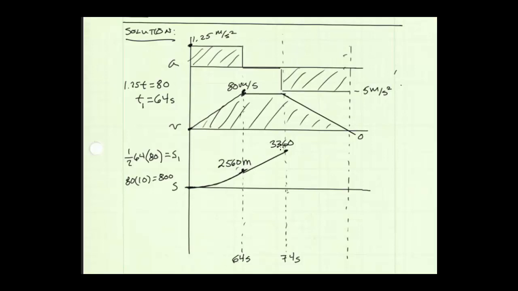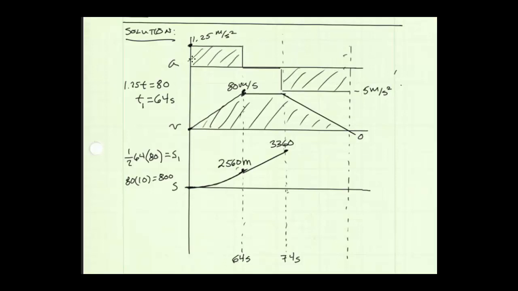Now I'm going to slow down. So the distance I'm going to travel from the 3,360 meters to the end of the runway will be the area under this portion of the velocity curve. And again, I'm going to need to know what this time is in order to figure out what this area is, because I don't have this base. But I'm going from 80 to 0. So the area under this curve plus this area should equal 0.